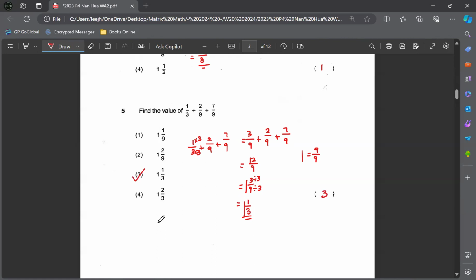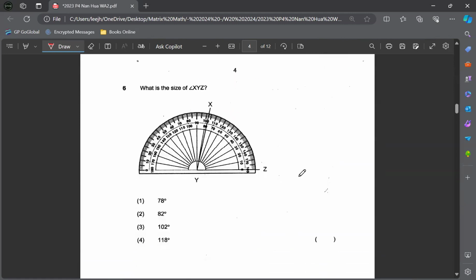Okay. Question number 6. What is the size of angle XYZ? So if you cannot see where is XYZ, I'll try to highlight. Let me see if I can. XYZ, I think I drew up. Okay, XYZ is here. X, Y, Z. So it's actually over here. So if you look at this angle here, right, it is this one.